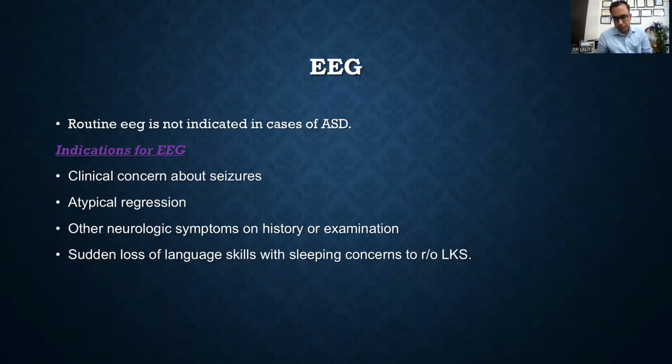What are the indications for EEG? Clinical concern about seizures, atypical regression, other neurological symptoms on history and examination, and sudden loss of language skills with sleep concerns. This last one is a very important marker to check with an EEG to rule out Landau-Kleffner syndrome, LKS. When a child presents at 5 to 6 years of age with sudden loss of language skills, or you might think of mute autism, with sleep concerns, that could be an indication to rule out LKS, though it is very rare. So these are some of the EEG indications in an ASD kid.